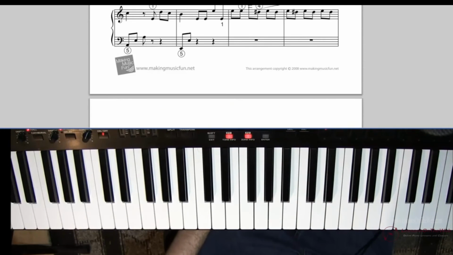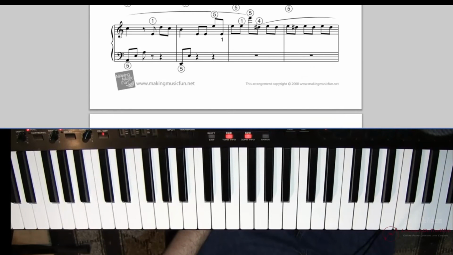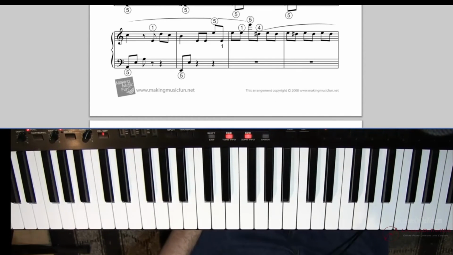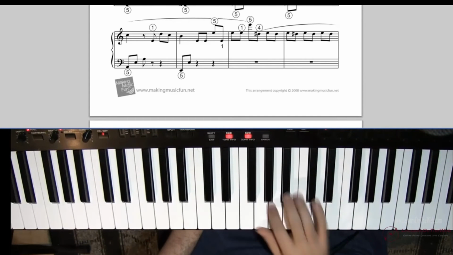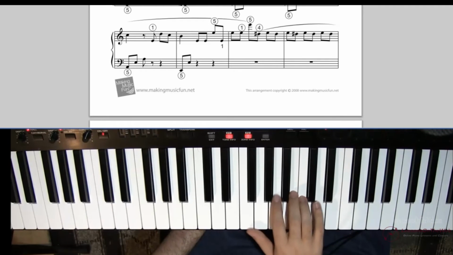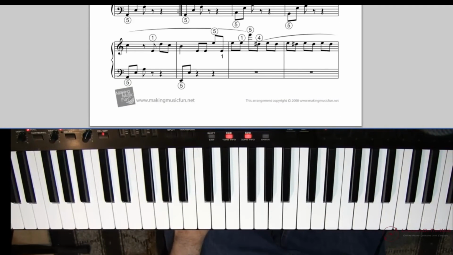Let's try the last line, I think. No, not last line. We got 3 more lines. All right. But the last few lines are pretty easy because they can just kind of repeat what the first lines did. So on this line, you've got C. Just a second.